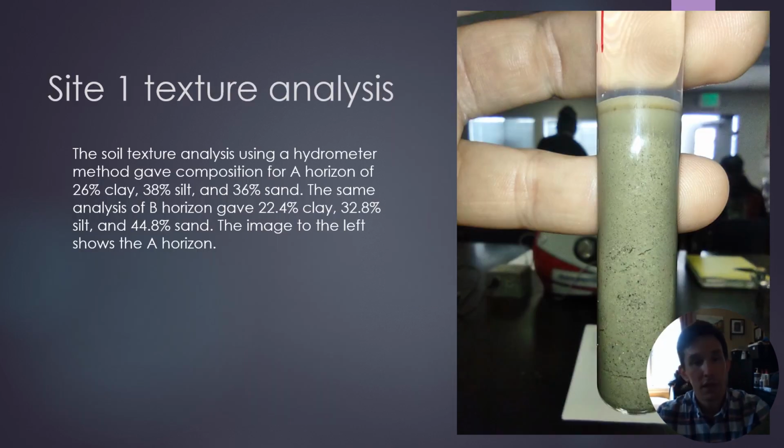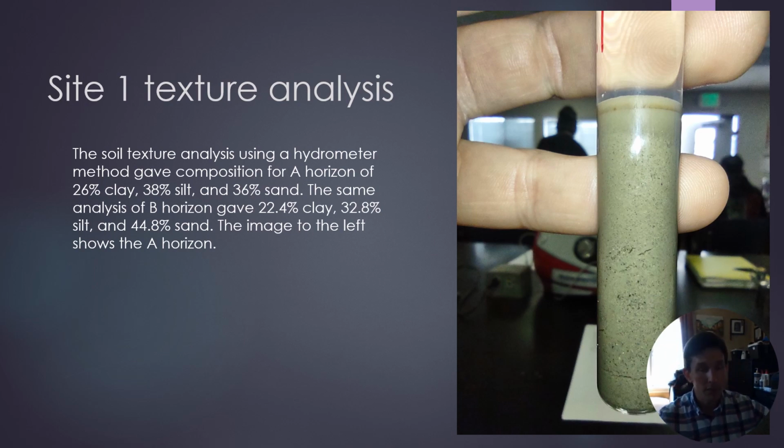Okay, so here is the site 1 texture analysis. On the right, first of all, just to visualize, is not as accurate as the hydrometer method. We took soil, we crushed it, we mixed it very well, shook it in a test tube, and allowed it to settle for 3 days, and we can see that there's quite a large amount of sand. This is the A horizon, and then it turns to smaller particles and silt, and then there's some clay.